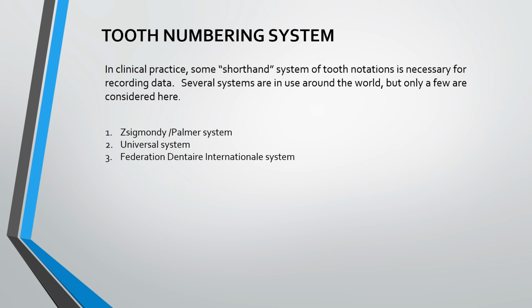Tooth numbering system. In clinical practice, some shorthand system of tooth notation is necessary for recording data. Several systems are in use around the world, but only a few are considered here. They are the Zsigmondy or Palmer system, the Universal system, and the FDI or Federation Dentaire Internationale system.